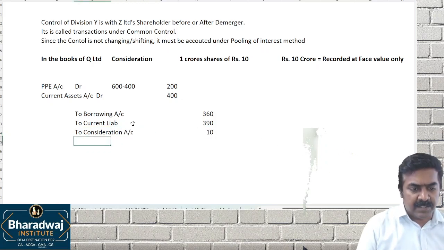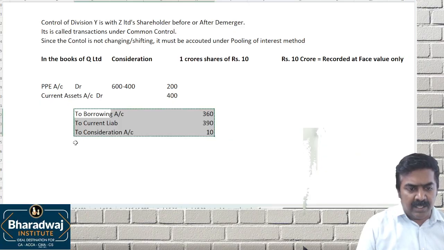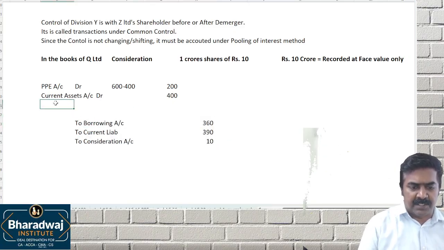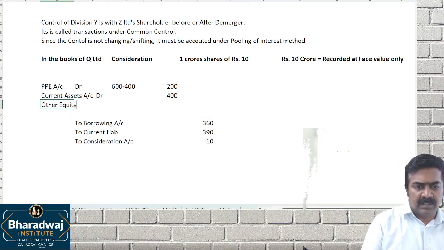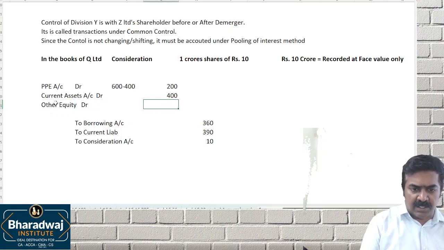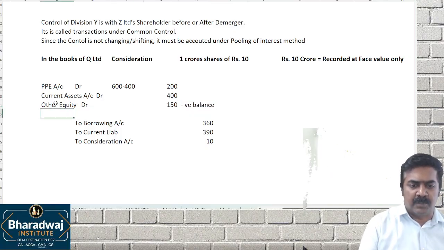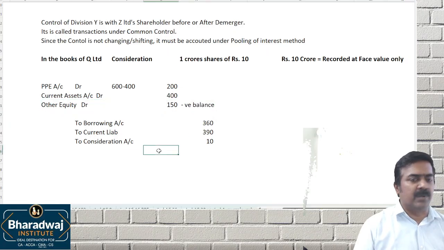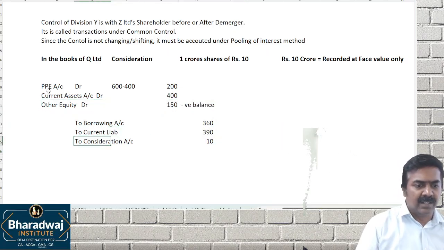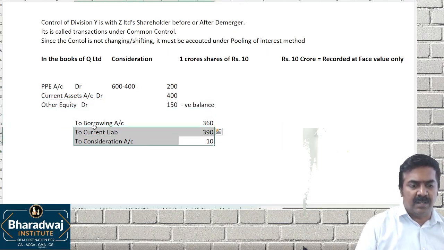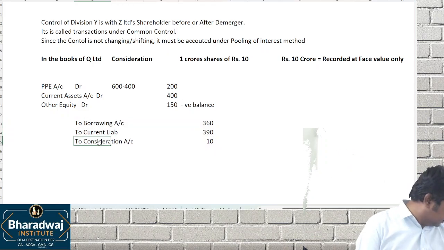10. Please remember, there is other equity. Is it a negative balance or a positive balance here? Other equity account or even reserves should be recorded at book value. How much is there? Debit balance given, negative balance given. Wait. Pooling of interest method. We have to take over other equity also. Reserves also should be taken over. The balancing figure will be taken as goodwill or capital reserve. Which is it here? Goodwill or capital reserve?